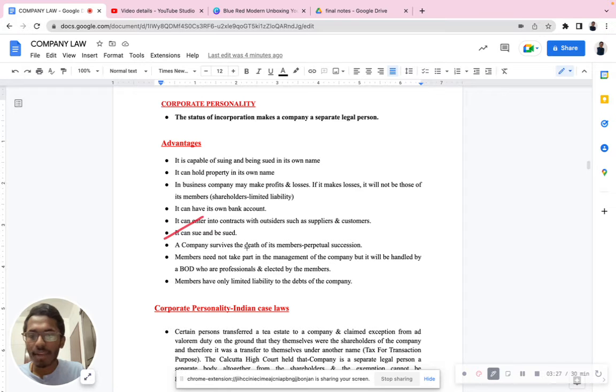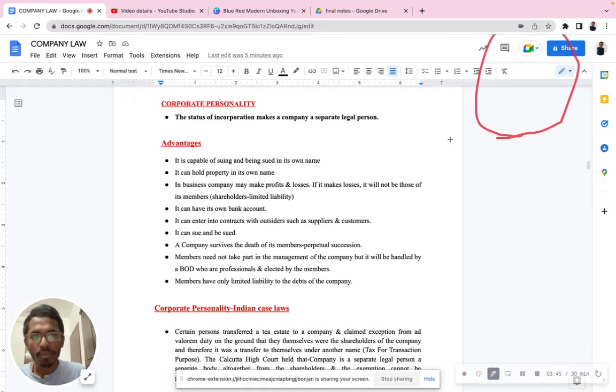A company can survive the death of its members: perpetual succession. So if I am dead in a partnership company, my entire business will collapse. But in a company, what happens if I am dead? Through the board of directors' discretion, the next person can become the manager, the next person can continue. So there's something called perpetual succession.